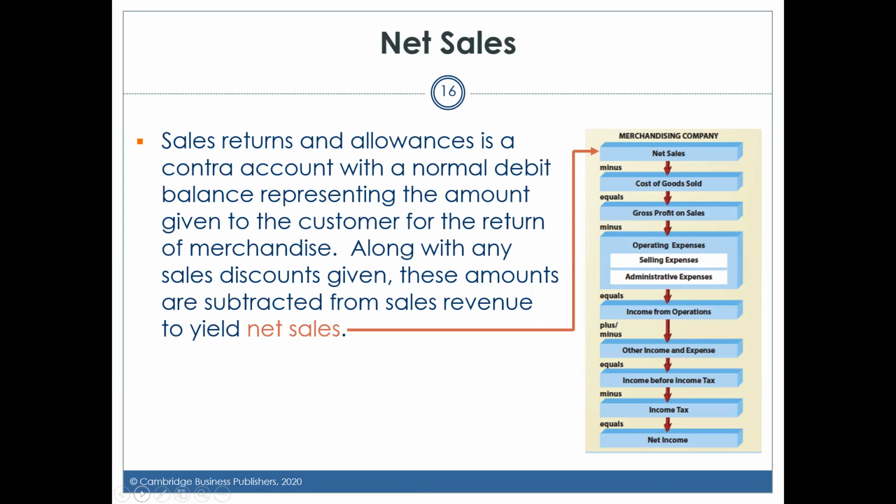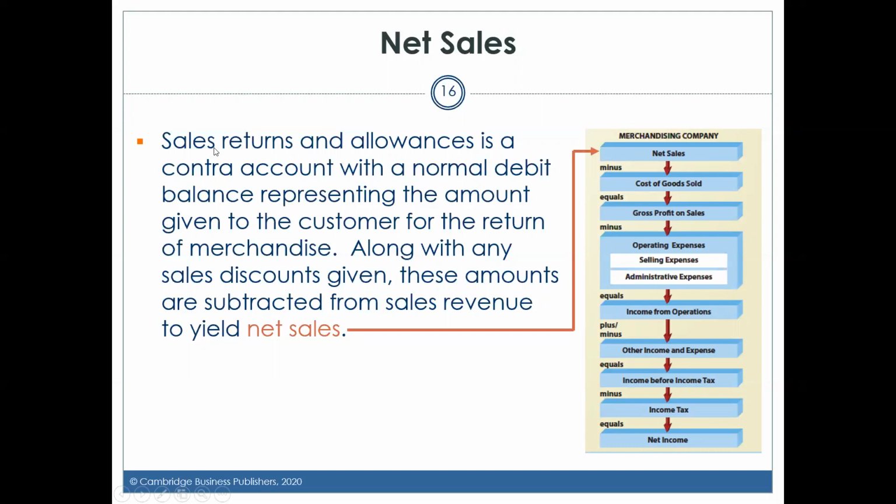Net sales revenue. There are two accounts: sales returns and allowances, that's one account, and sales discounts, that's another account. Both of these accounts are contra accounts to sales revenue. Sales revenue is a revenue, it has a normal credit balance. Sales returns and allowances and sales discounts, since they're both contra accounts to sales revenue, both have normal debit balances.